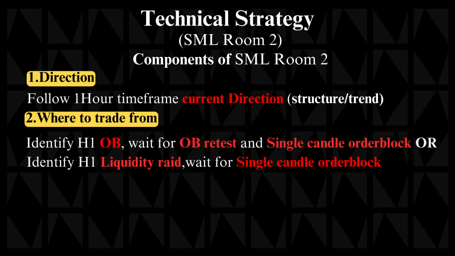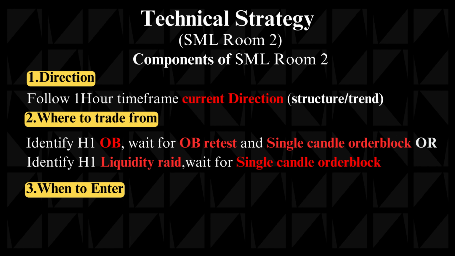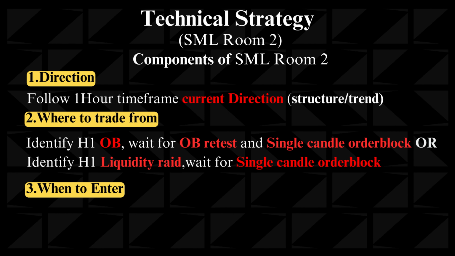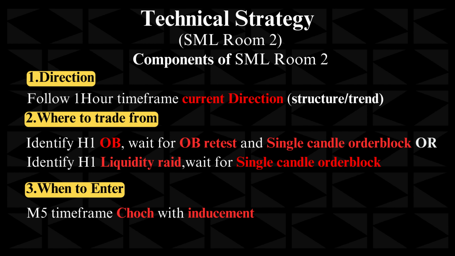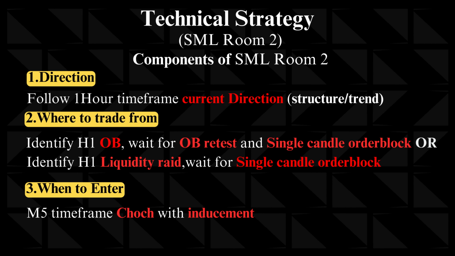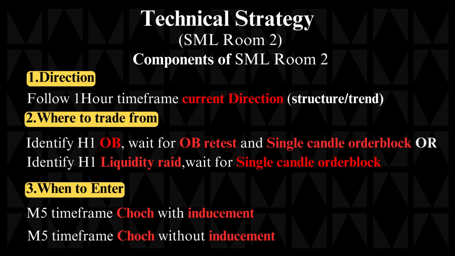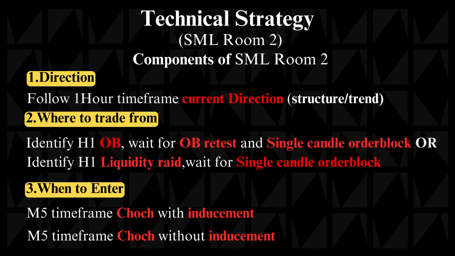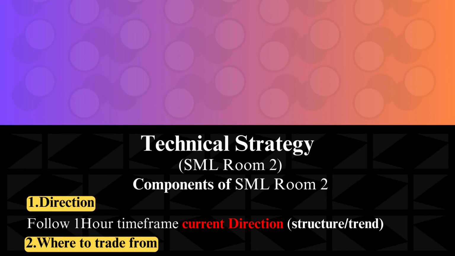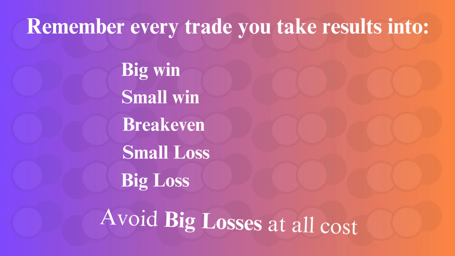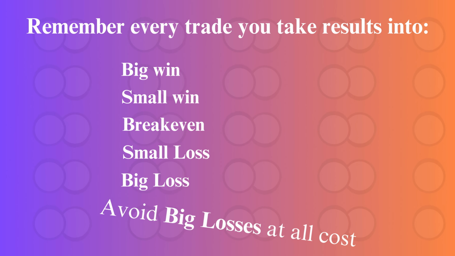Okay. Number three, when to enter. Here we'll go to the M5 timeframe and wait for a change of character with inducement grab plus single candle order block, or wait for a change of character plus single candle order block but without inducement grab. I will illustrate everything. Don't worry if you don't understand at this point. Institutional traders are taught from their first day that they buy good levels or they don't buy at all.